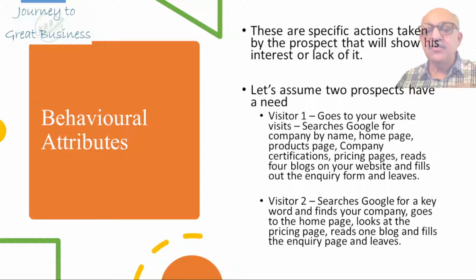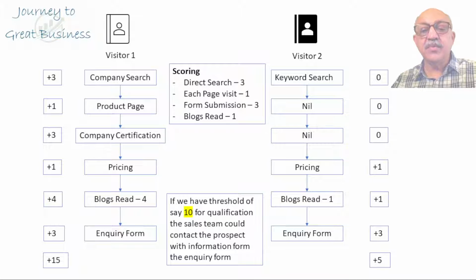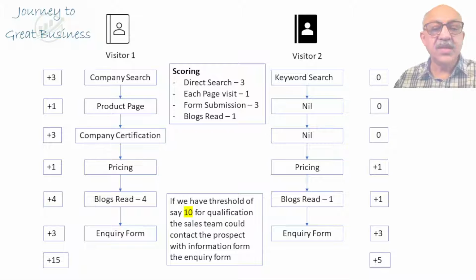And if you were to rate this behavior, let's look at how we can rate it. Suppose I were to say that a person who does a direct search and comes directly to your website from a search is given 3 points. Somebody who visits every page of your website gets 1 point, and the person who fills the inquiry form gets 3 points, and for every blog that he reads he gets 1 point. So for all the activities that visitor 1 did, if we score him, we will find that he gets a score of 15.